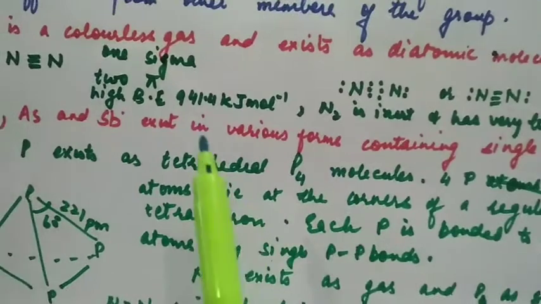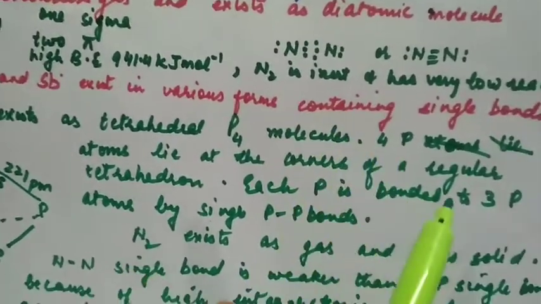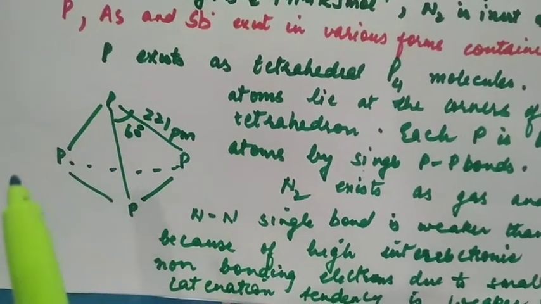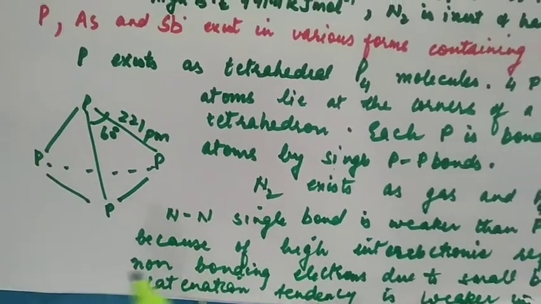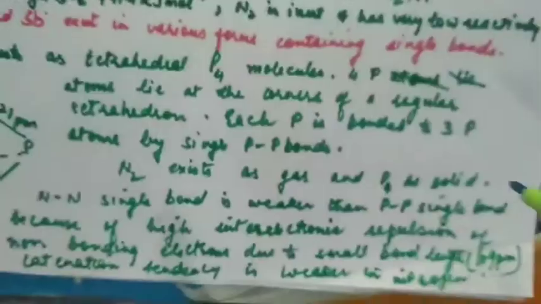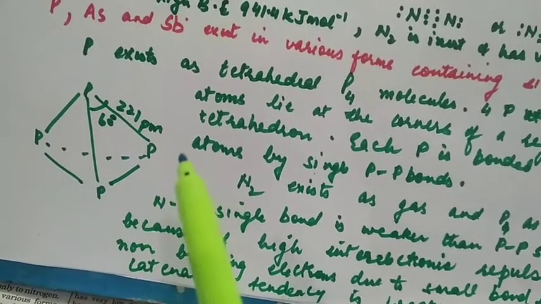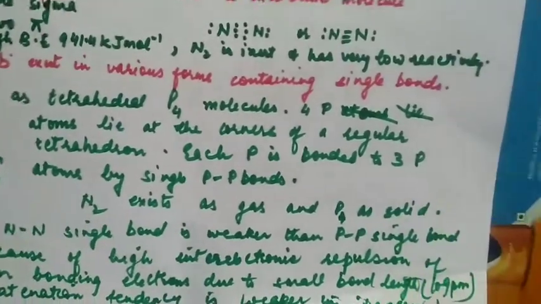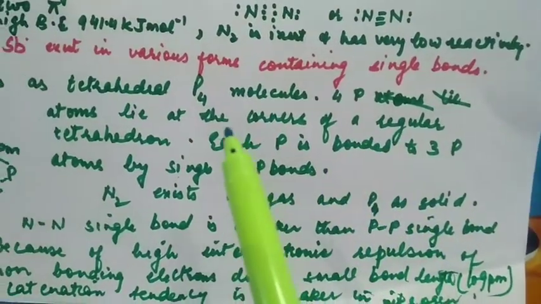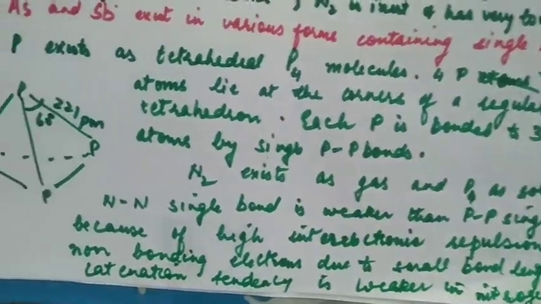Phosphorus exists as tetrahedral P4 molecules. 4 phosphorus atoms occupy the 4 corners of a regular tetrahedron. In this molecule, each phosphorus atom is linked to 3 other phosphorus atoms by phosphorus-phosphorus single bonds.